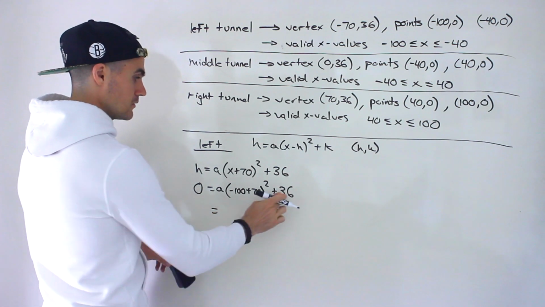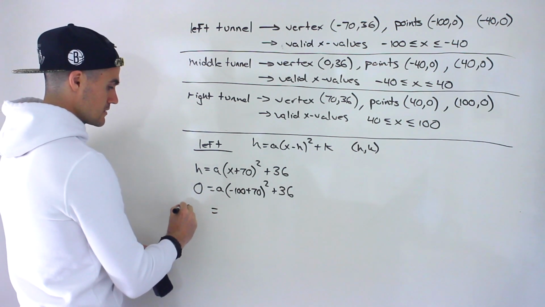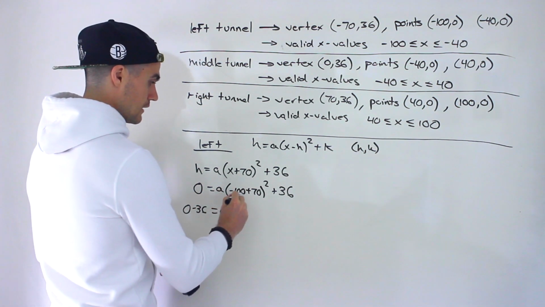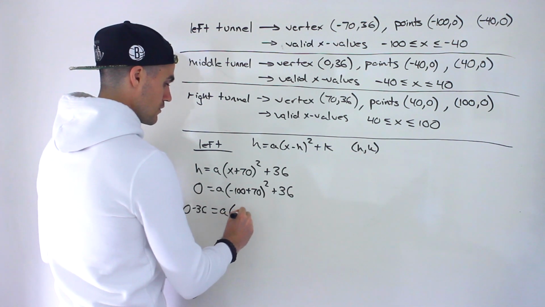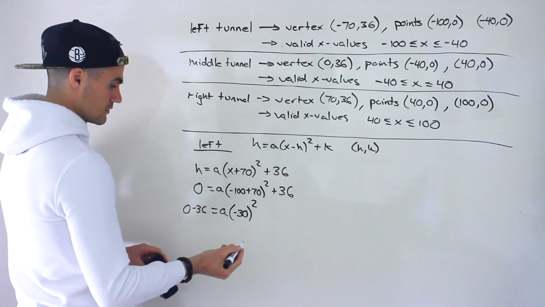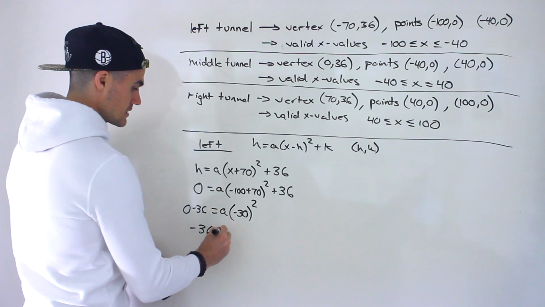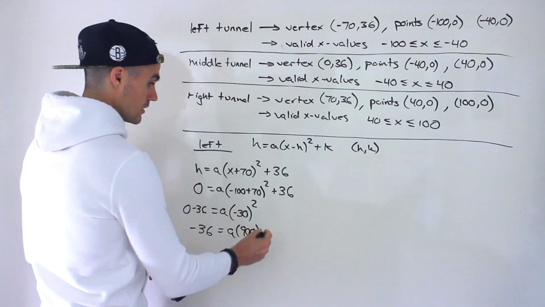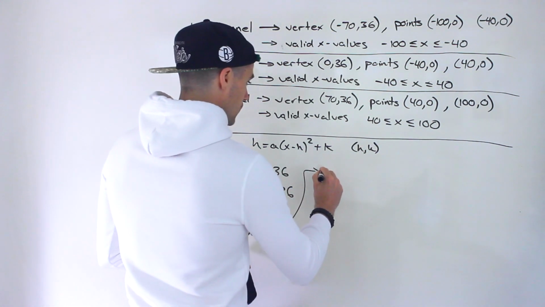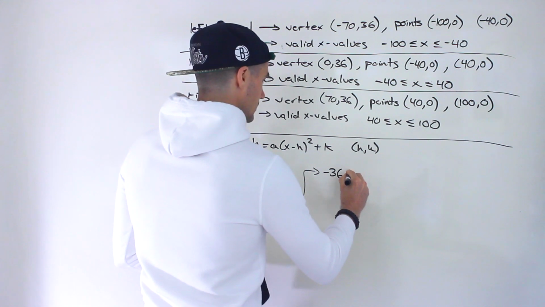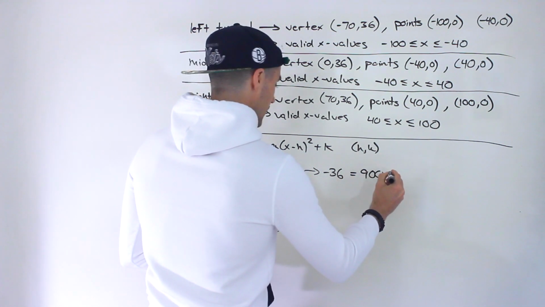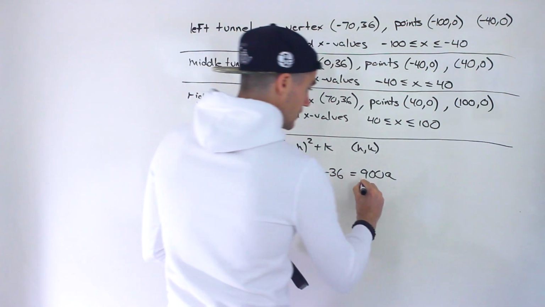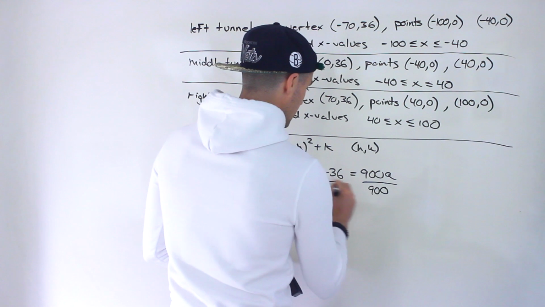And so what would happen, we bring the 36 over, so we'll have 0 minus 36, and then over here we'll have a, negative 100 plus 70 would give us negative 30, and then that's going to be squared like that. Then over here we'll have negative 36, and then negative 30 to the power 2 gives us 900. And so we'd end up with negative 36 equals 900a, like that. Then to get the a value by itself, divide both sides by 900.